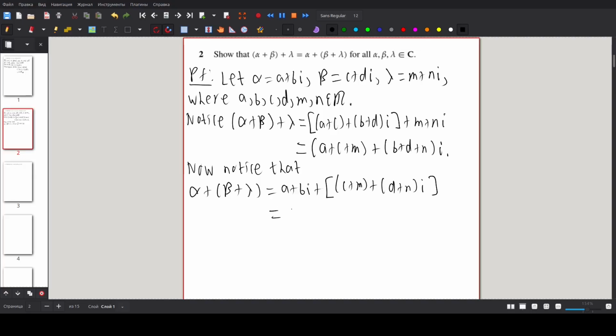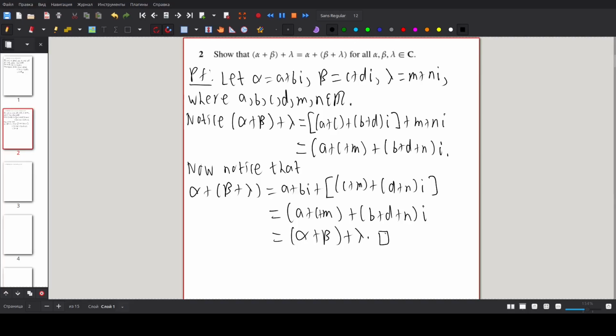But that's just going to equal a plus c plus m, plus b plus d plus n i. And if you notice, that's exactly the same thing we got when we did alpha plus beta plus lambda. So we are done.